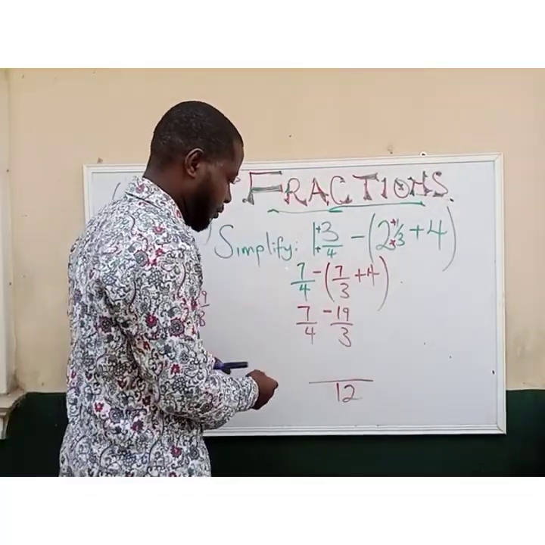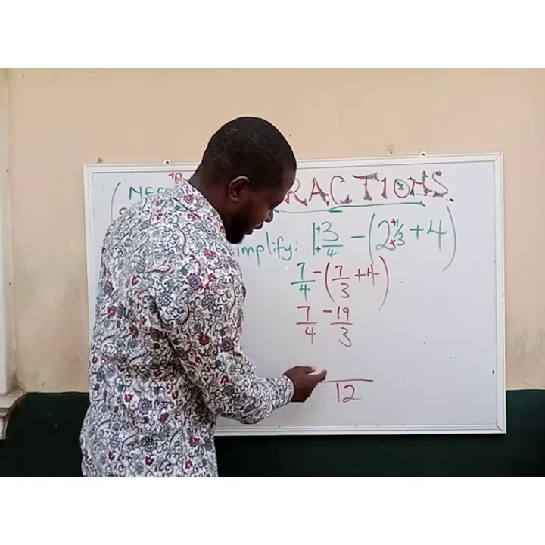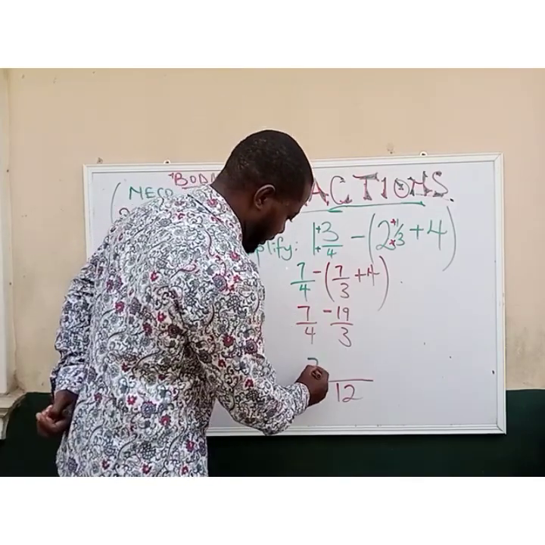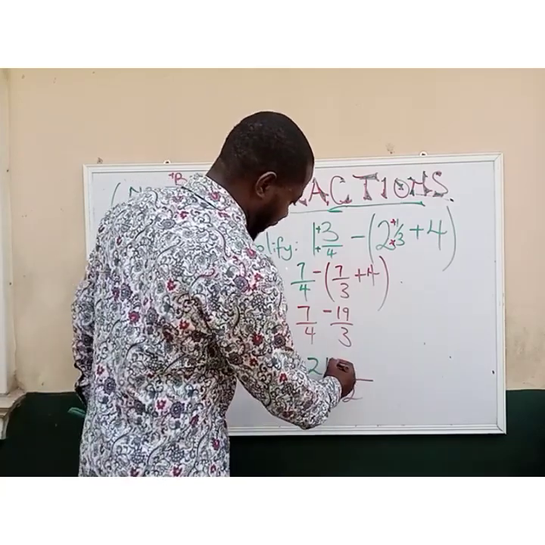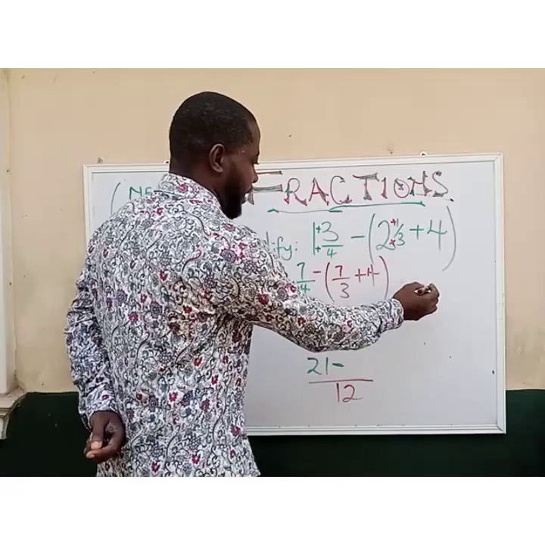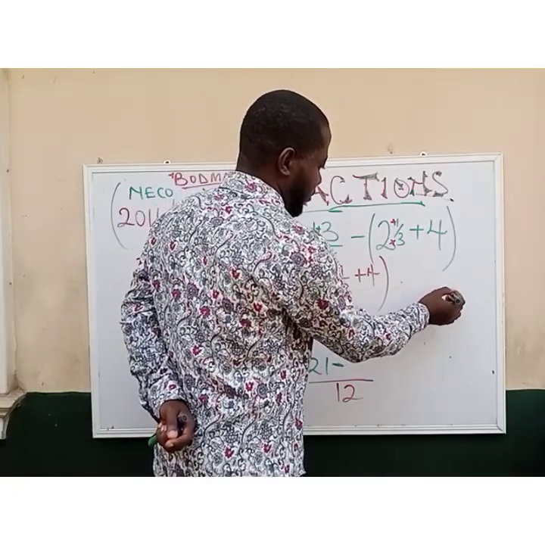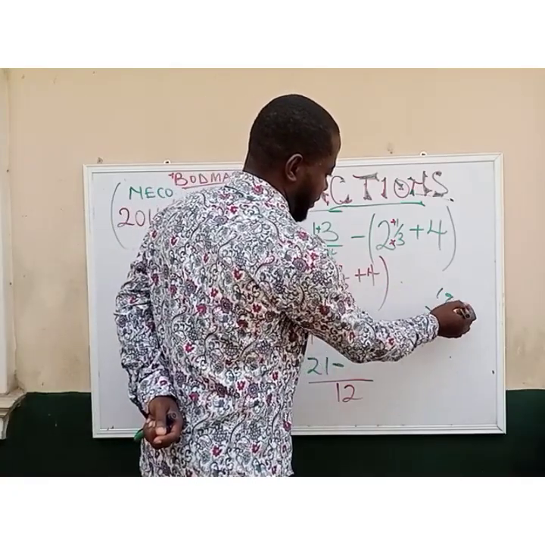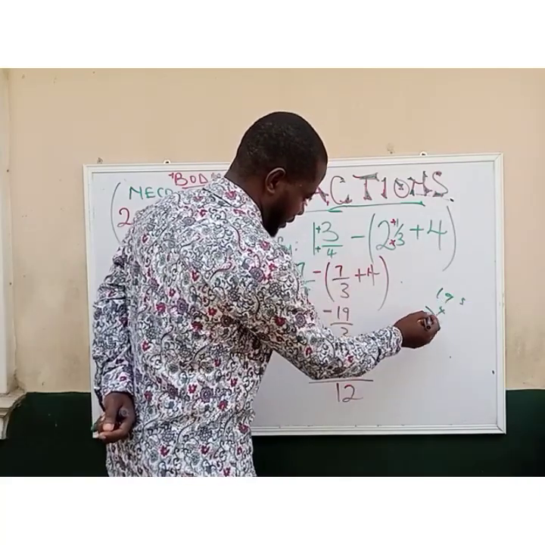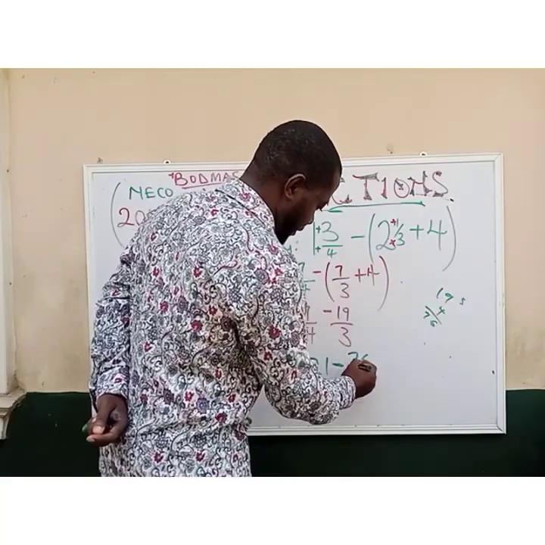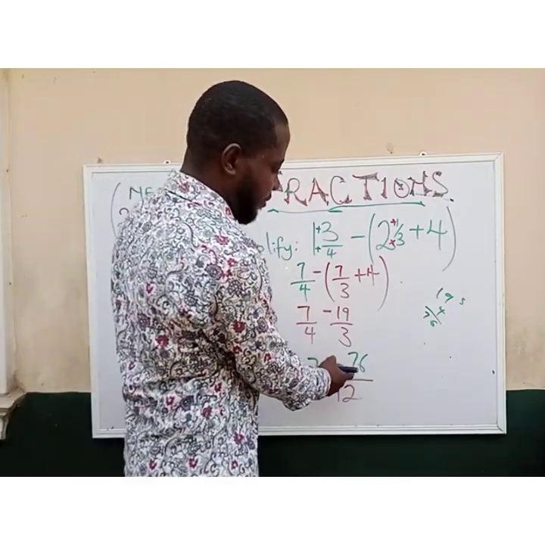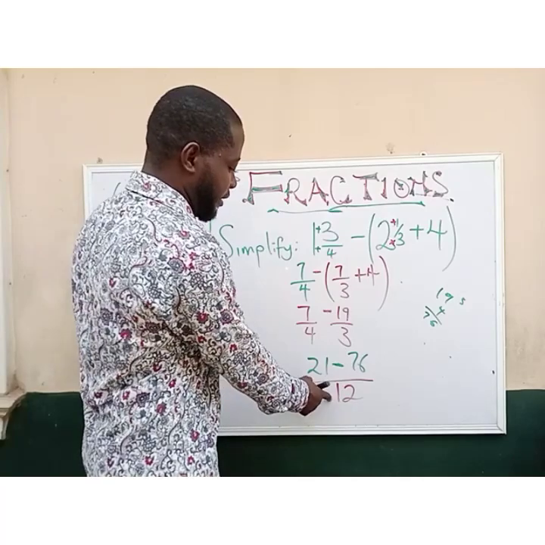The next thing to do is to say 4 in 12, 3. 3 multiplied by 7, 21. Minus 3 in 12, 4. 4 multiplied by 19, that is 4 times 9, 36. 4 times 1, 4. Plus 3, 7. And that is 76. Then we have 21 minus 76 all over 12.